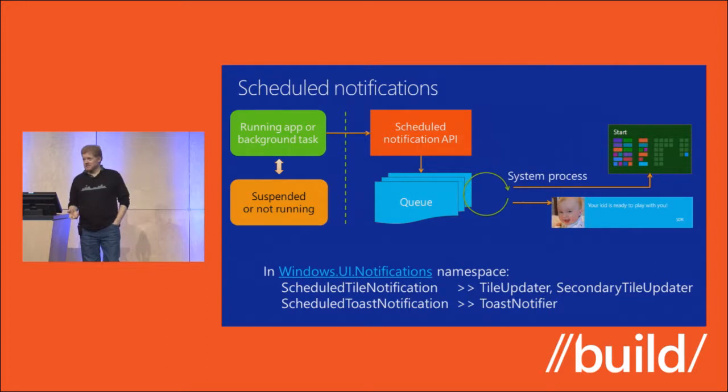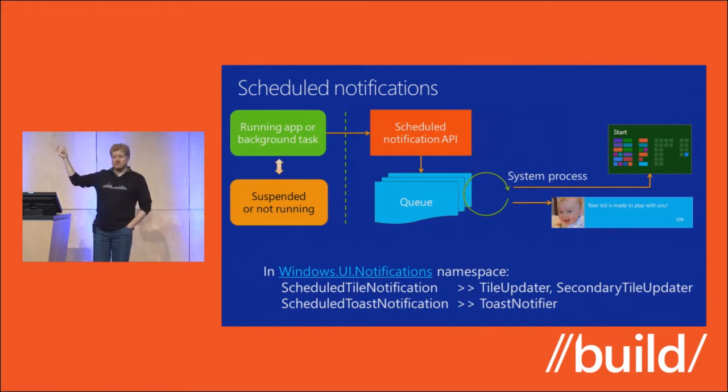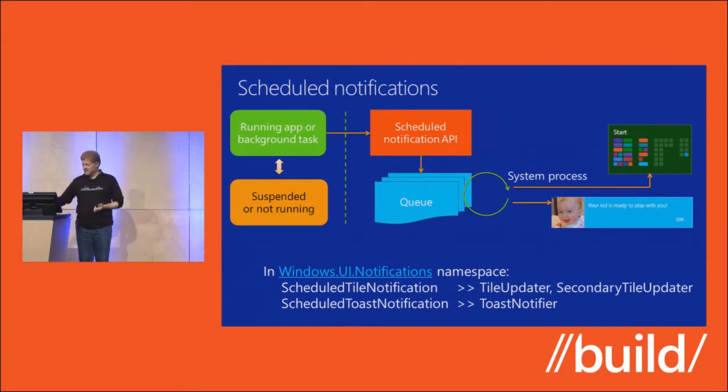Scheduled notifications are very, very useful to keep that sense of aliveness into the future, where the running app will set up the scheduled notification using the APIs listed here at the bottom, where you create a scheduled tile or scheduled toast notification object and then send it off to the updaters again. After you send it off, the app can go suspended. It can be shut down. It doesn't have to be running anymore because that system process is running through the queue of whatever you've scheduled, and when the appropriate time comes, it issues those updates out to the start screen or to a notification. You'll see here it works for tiles and toasts. You don't have scheduled badge notifications.